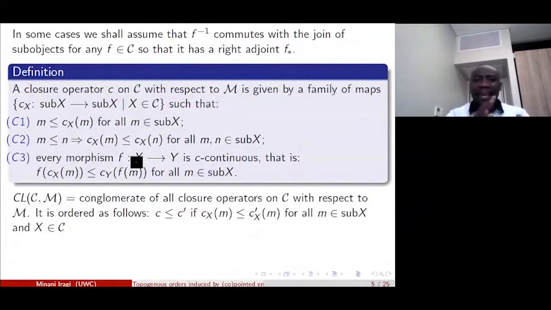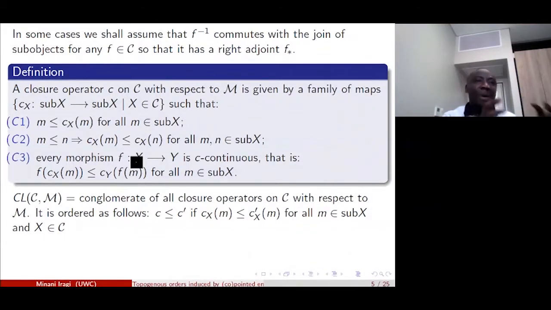Let's also note that besides having an image adjunction, we shall sometimes assume that the pre-image also commutes with meets at the level of subobjects, so that it can have both a left and a right adjoint. And the right adjoint we shall simply denote by f star. Now, once we put the notion of subobjects in the category, we can define what a closure operator on the category C is. A closure operator will simply be a family of maps from Sub(X) to Sub(X), and each of those maps must be expansive, monotone, and satisfy the continuity condition. Again, an example that one can think of is the category of topological spaces, taking M to be the class of embeddings, and then we see that the usual topological closure operator satisfies exactly these axioms.